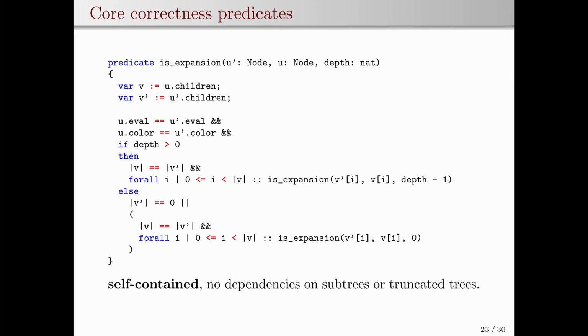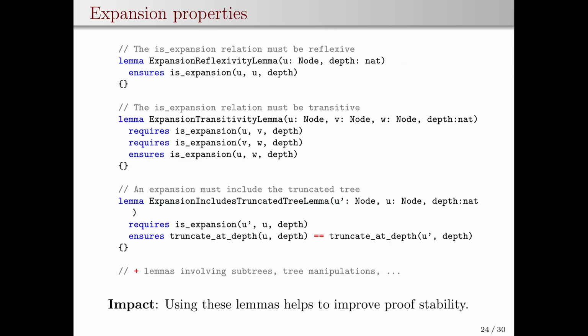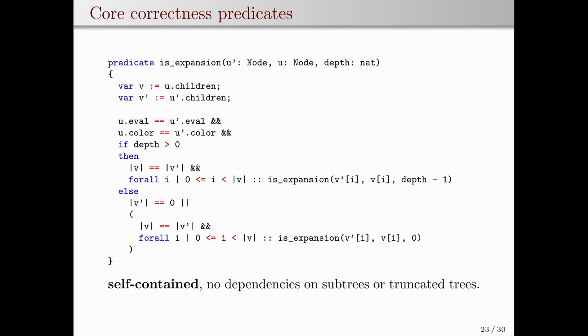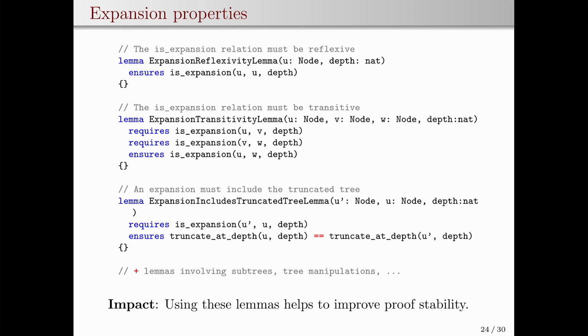Well, here we have the expansion predicate that is part of that witness. We managed to define it without relying on other predicates, so it's really self-contained. That helped a lot. We have been proving all kinds of properties and put them in lemmas, like it should be reflexive, it should be transitive, it should include the depth-limited part, and all these things could even be proven automatically using Dafny.